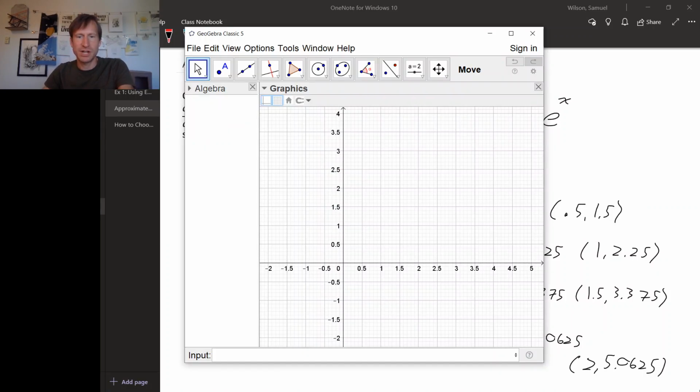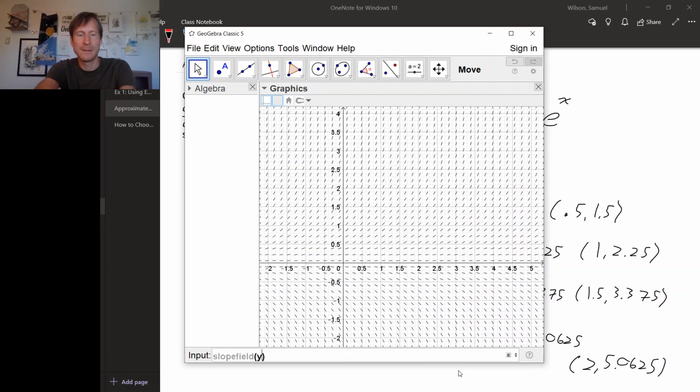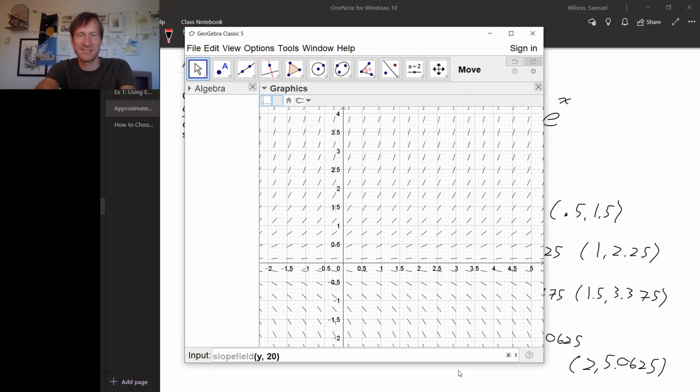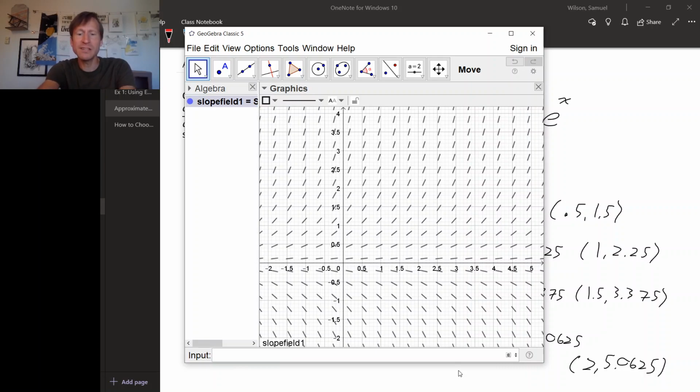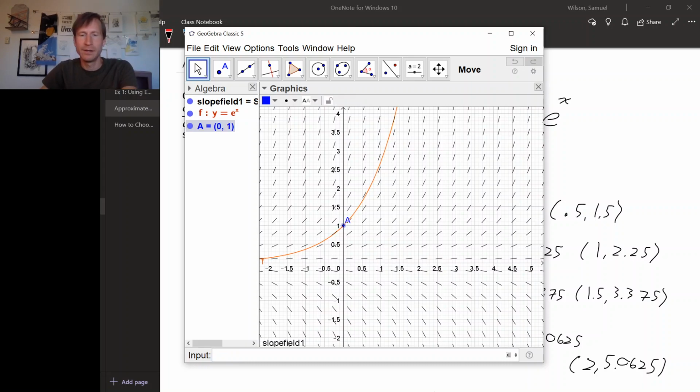So let's pull up GeoGebra, and maybe let's start by plotting a slope field for our differential equation. And the right-hand side of our differential equation was just y. And this is too many tick marks, so let's make them a little sparser. Okay, let's also plot y equals e to the x, because that was our exact solution through the initial condition (0, 1). Okay, so you can see we have our y equals e to the x curve. It's going through the initial condition, and also it's tangent to any of these tick marks that it goes through. And that's how you know it's a solution.